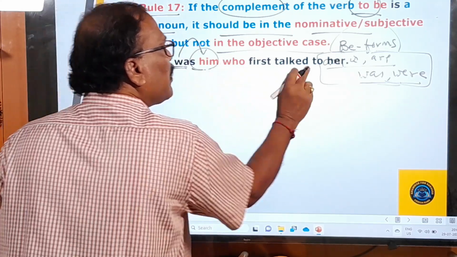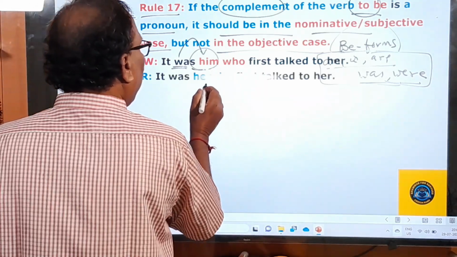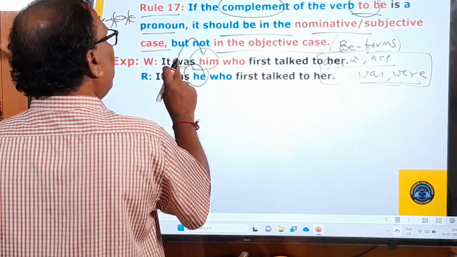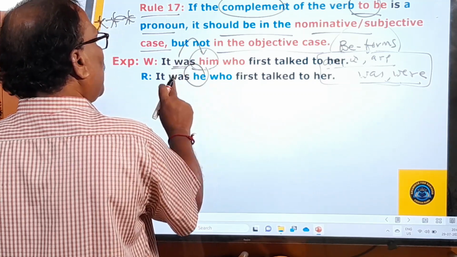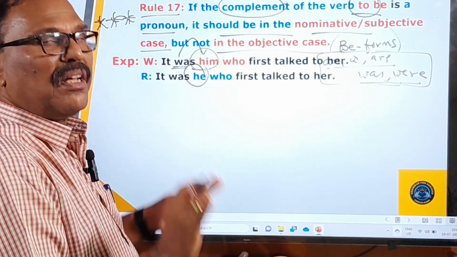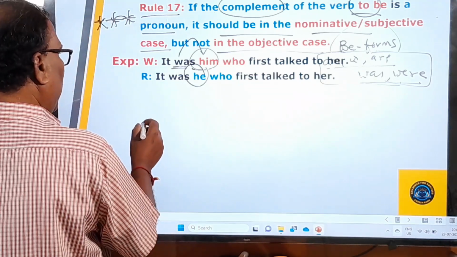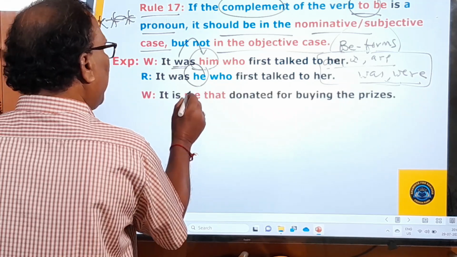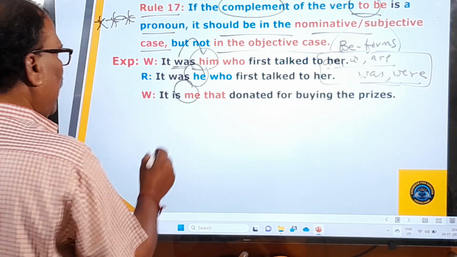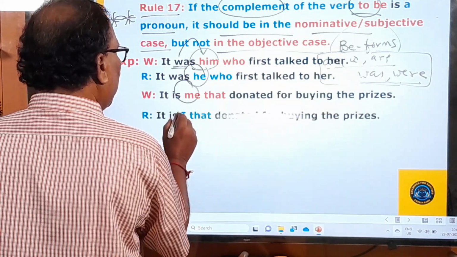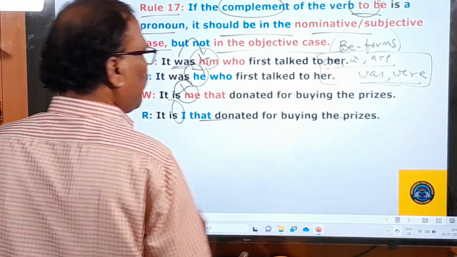It was him who first talked to her. You should not say 'it was him'. What should you say? It was he. After a be form, an objective case pronoun should not be used. Only the subjective case pronoun should be used. That's a rule, right? It was he who first talked to her. And then comes: it is me that donated for buying the prizes. Here 'it is me' is there. No, you should not say me. It is I that donated for buying the prizes.